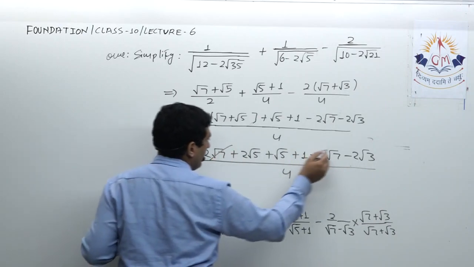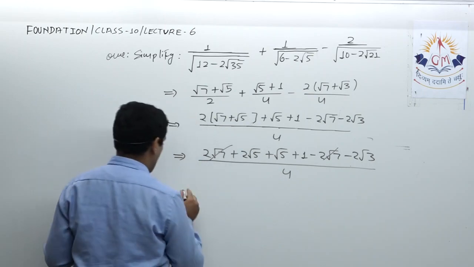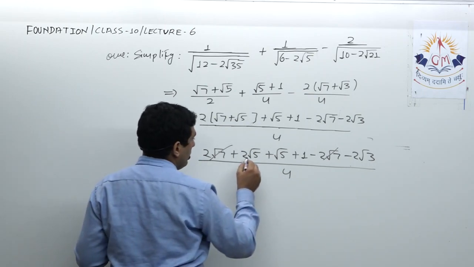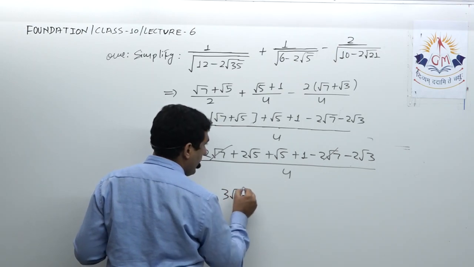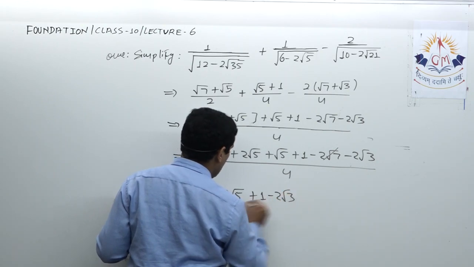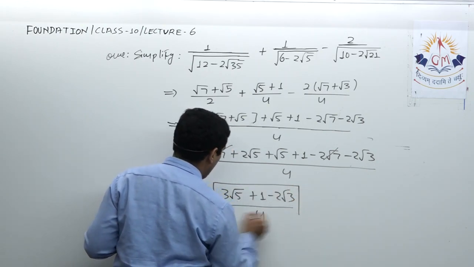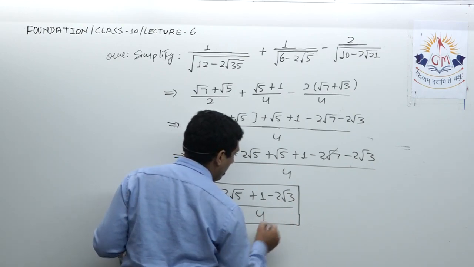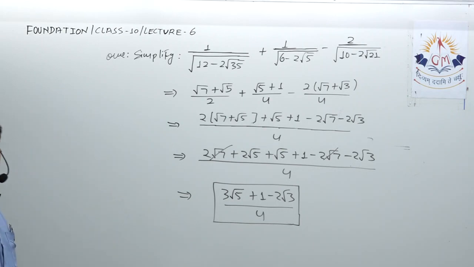So this I can cancel. Okay, over here 2 root 5 plus root 5, so 3 root 5, then plus 1 minus 2 root 3 upon 4. So here it is not possible to simplify it further, so this is my final answer. So please note it down, then we'll see the next question.